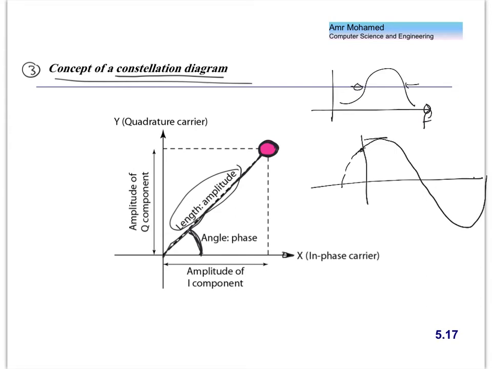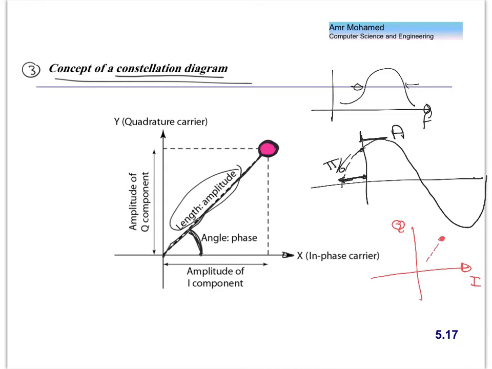So this sine wave has a maximum amplitude of A, okay? And the phase shift here, let's say, is pi over 6, for example. So this sine wave will be represented in the constellation diagram. Sometimes we call it the IQ diagram. So this is the I, Q. This will be represented by a dot.